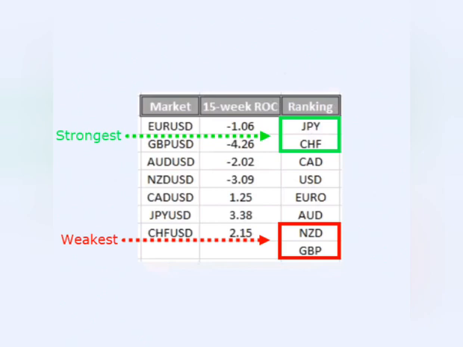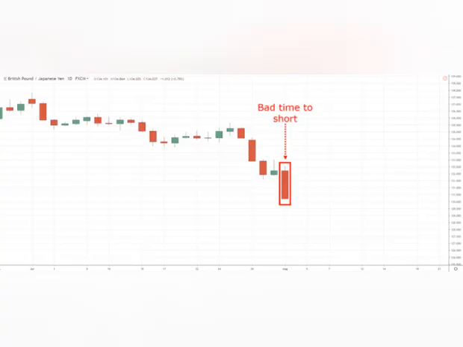Let me explain. According to this currency strength meter right now, JPY is the strongest and GBP is the weakest. But if you look at the charts right now, it's a bad time to short the GBP, JPY. Why? Because you're chasing the markets lower after it has made a big move. There's no logical place to set your stop loss and you'll likely get stopped out on the pullback.